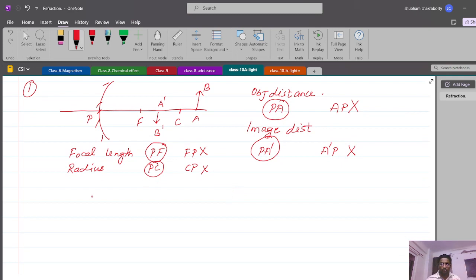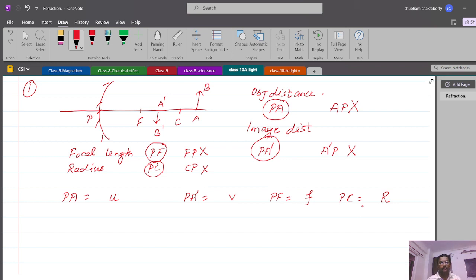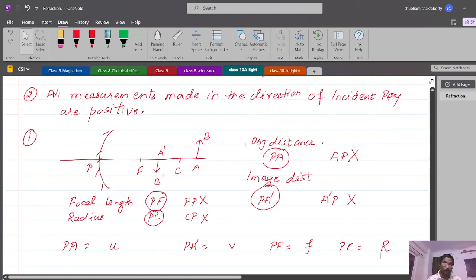Now let's go to rule number 2. So we know PA is the object distance. And what is the variable we use for object distance? It is U. For the image distance, PA dash, we call it V. For the focal length, PF, we call it F. And for the radius of curvature, PC, we call it R. But what about the signs? Positive and negative? Now we have to go to rule number 2.